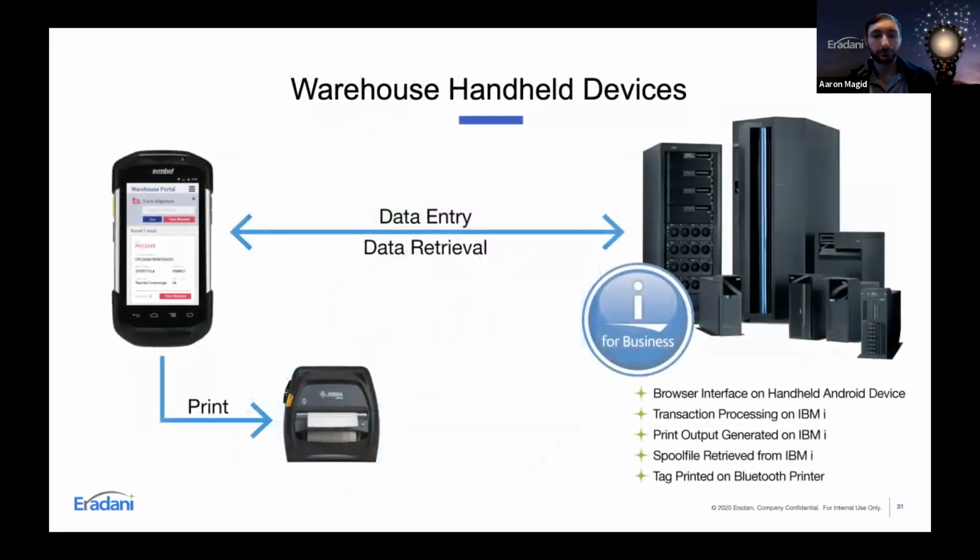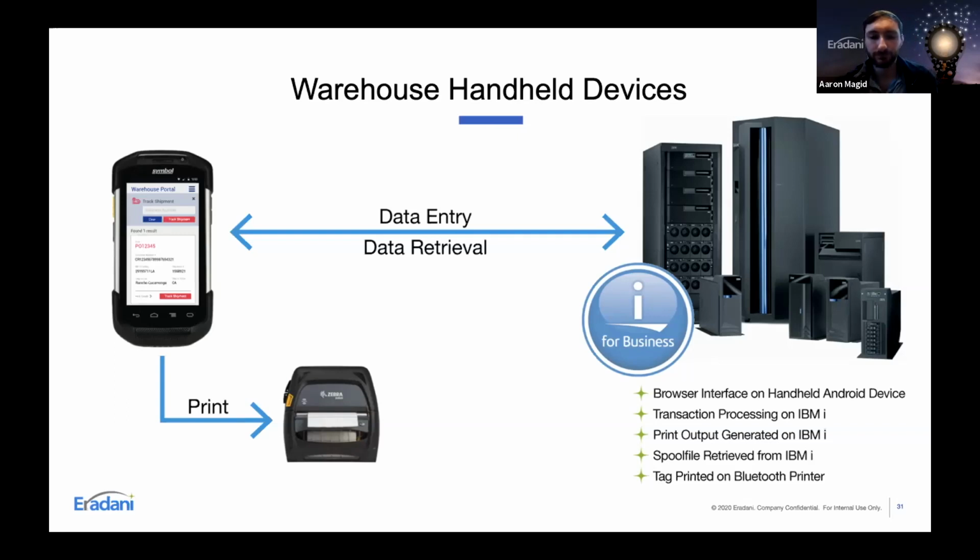So actually, let's talk a little bit about some of the things we've seen customers do with warehouses. We have customers who have warehouse devices, and these are handheld devices. People are in the warehouses accessing their IBM i, getting data from the IBM i and sending data to the IBM i, printing labels directly in the warehouse. And again, that's something you can make available very easily so that people can get the up-to-date information directly from the IBM i.